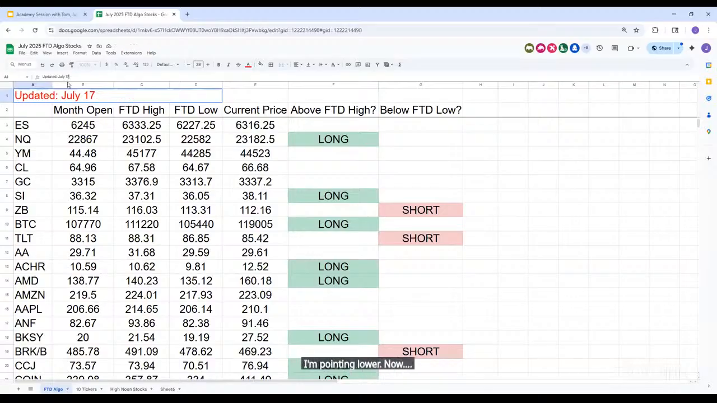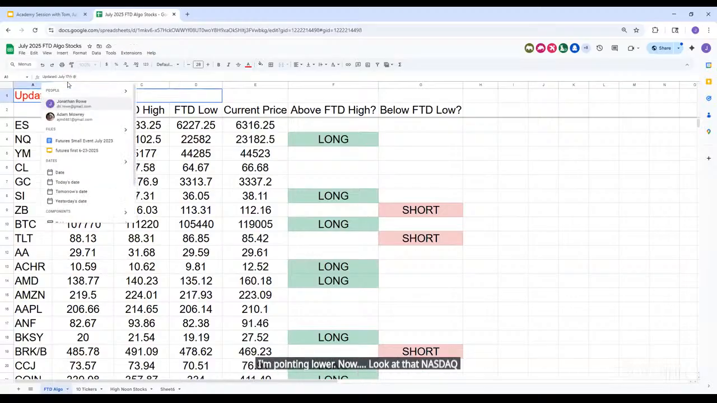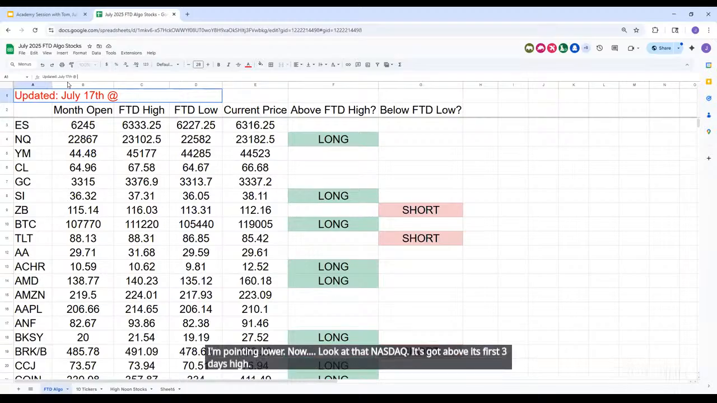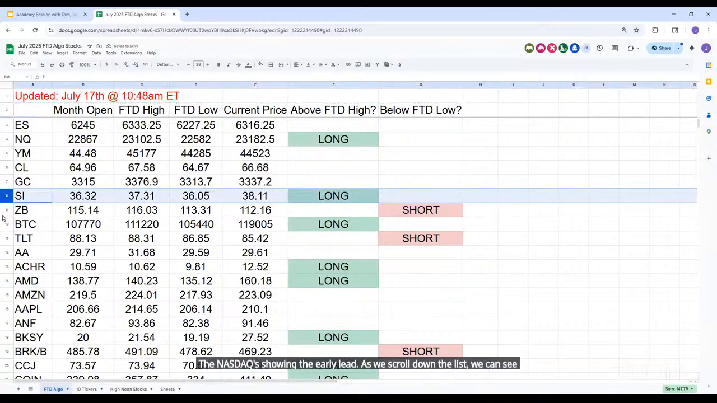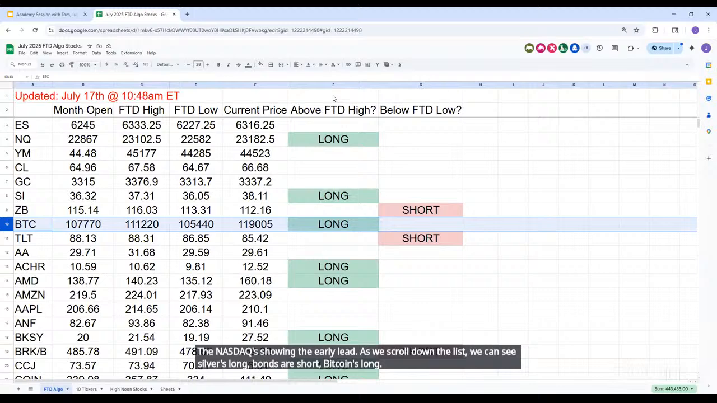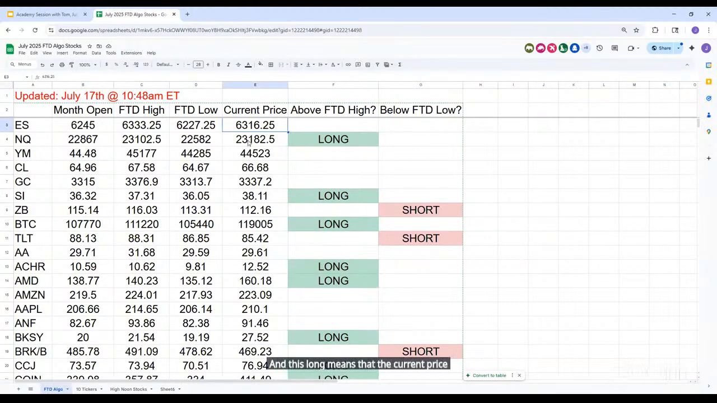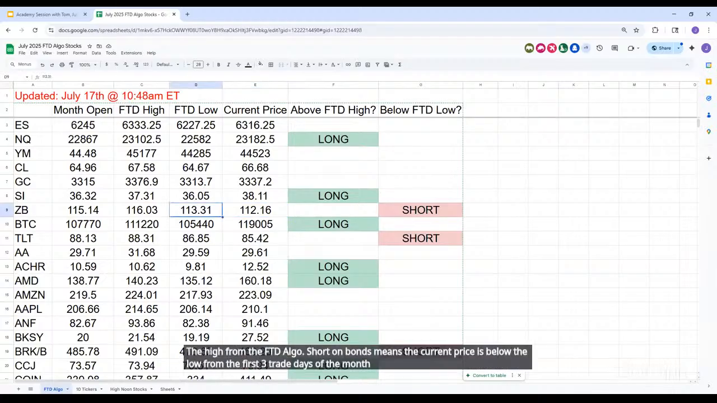Now, look at that NASDAQ. It's got above its first 3 days high today. We're halfway through the month, but we're pushing into that July 21st date that Tom's been talking about. The NASDAQ's showing the early lead. As we scroll down the list, we can see silver's long, bonds are short, Bitcoin's long. Long means the current price is above the first 3 days high, the high from the FTD algo. The short on bonds means the current price is below the low from the first 3 trade days of the month. That's that simple.